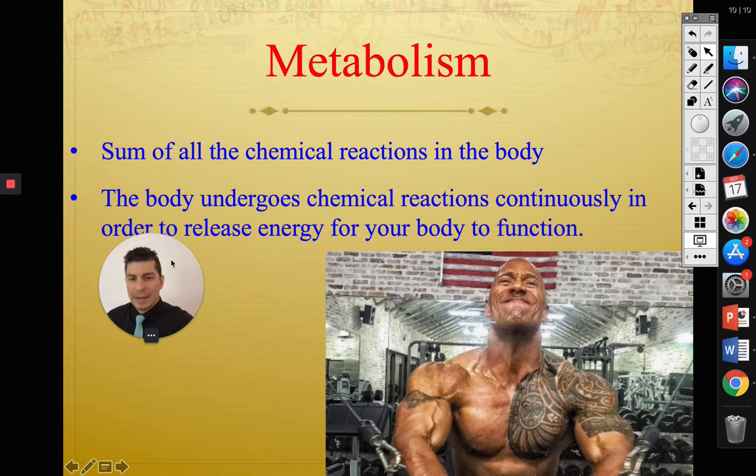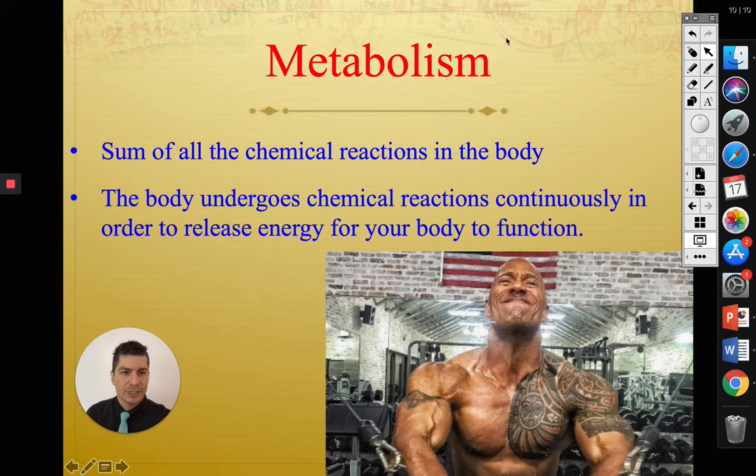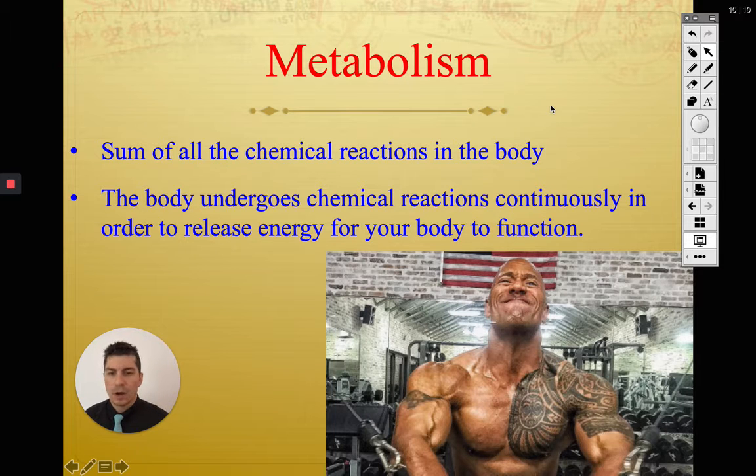All right, your metabolism, guys. We talked about this in chapter 1. This is the sum of all your chemical reactions in your body. And your body is constantly, always using energy and releasing energy. So your body needs a constant supply of energy. If that changes at all, you're in trouble. If you don't have energy, your cells are not going to have energy and they're going to die.